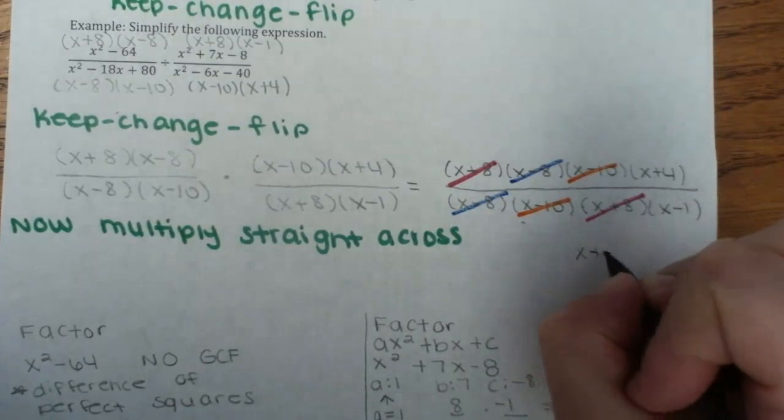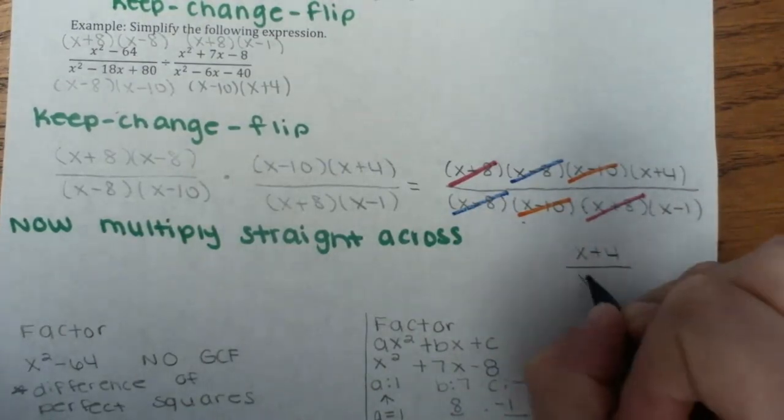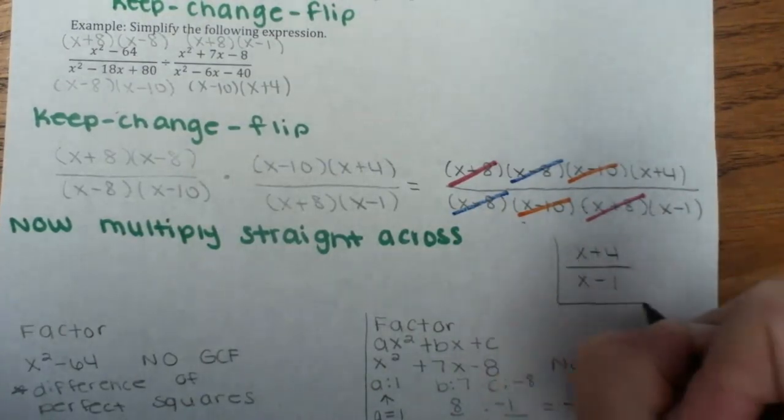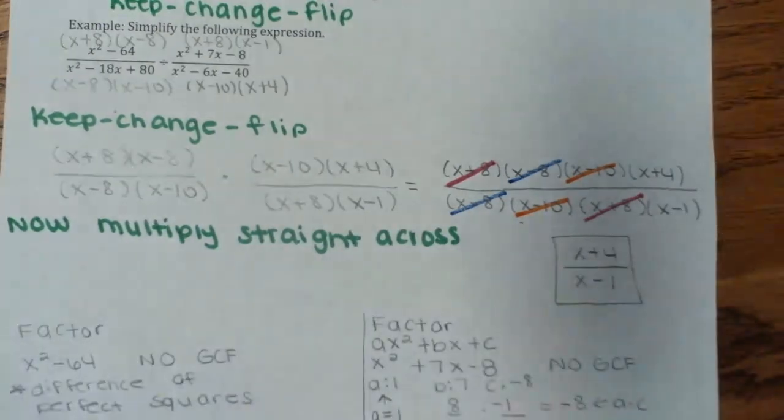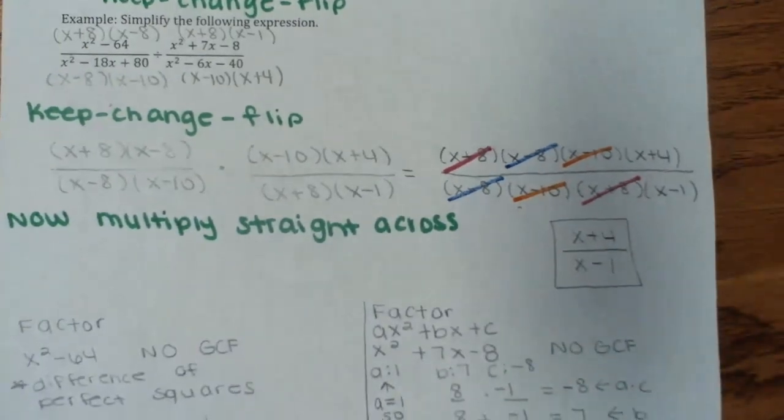On the top, we're left over with x plus 4. On the bottom, we're left over with x minus 1. These are not the same factors, so nothing can cancel. So we're left with our final answer of x plus 4 over x minus 1.